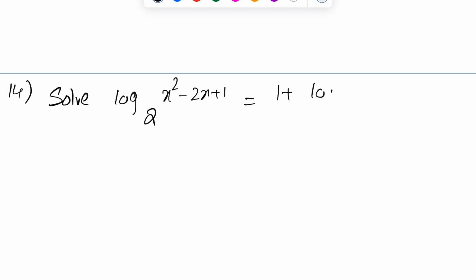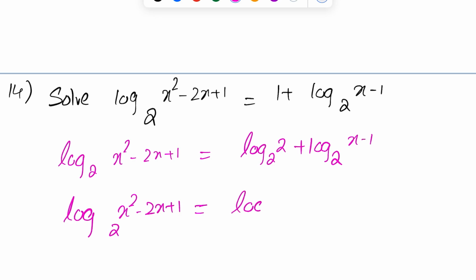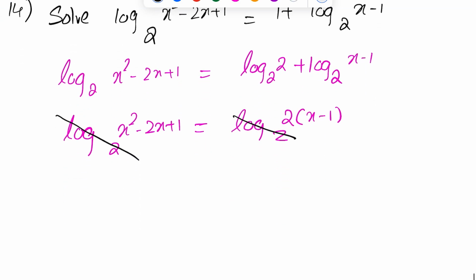Now come to question number 14. Again solve log of x squared minus 2x plus 1 to the base 2 equals 1 plus log of x minus 1 to the base 2. So log of x squared minus 2x plus 1 equals, that 1 can be written as log 2 to the base 2, plus log of x minus 1 to the base 2. So what does that become? Log of x squared minus 2x plus 1 to the base 2 equals log of 2 times x minus 1 to the base 2. Log base 2 cancels.